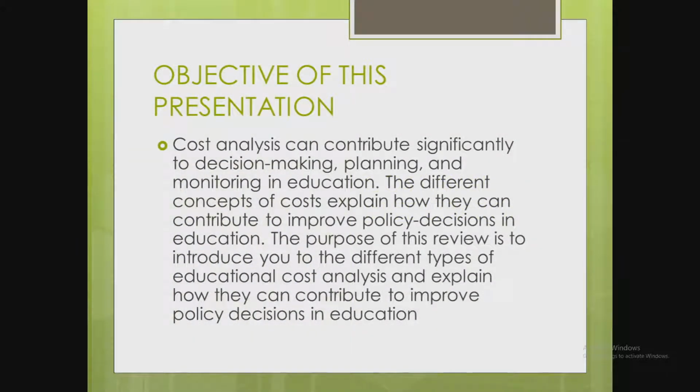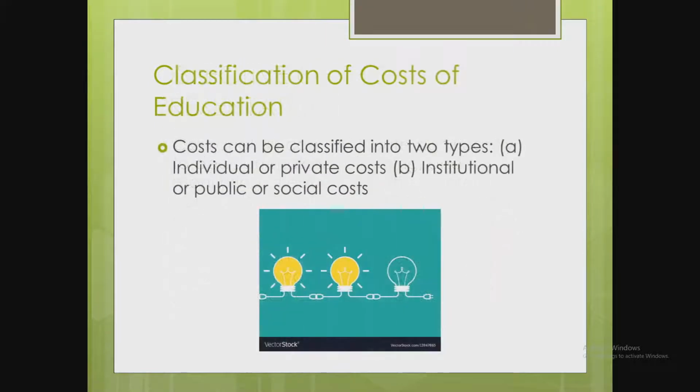Objective of this presentation: cost analysis can contribute significantly to decision making, planning and monitoring in education. The different concepts of cost explain how they can contribute to improve policy decisions in education. The purpose of this review is to introduce you to different types of educational cost analysis and explain how they can contribute to improve policy decisions in education. Classifications of costs of education: costs can be classified into two types: A, individual or private costs, or B, institutional or public or social costs.